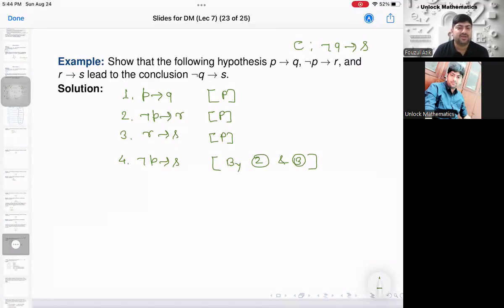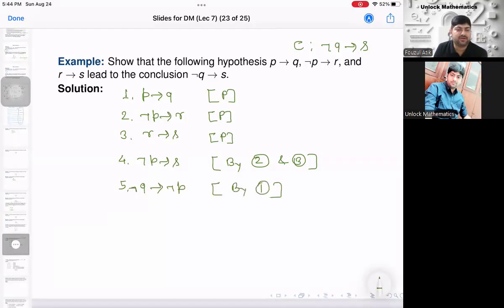So this is done. Now I need somehow this not P to be replaced by not Q. Q is involved in 1, so I have to do something so that I will get something that I can replace not P with. But I know the contrapositive of 1, right? We know that P implies Q is equivalent to its contrapositive. So therefore 5, I will say, is not Q implies not P. How do I get it? It is from 1, the contrapositive of 1.